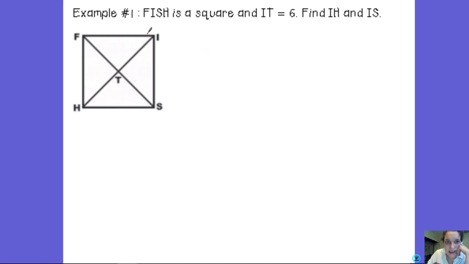Alright, in this example, FISH is a square, IT is 6. So we just talked about how in a square, because it's also a rectangle and it's also a parallelogram, its diagonals are going to bisect each other and the diagonals are going to be congruent. So all of these little nuggets are going to be 6 because the diagonals are congruent and they're cutting each other in half. Then we talked about how because the square is a rhombus, the diagonals are perpendicular.